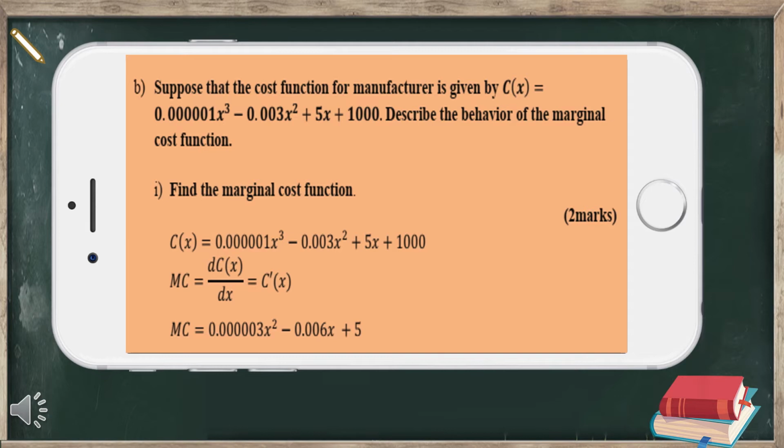So we start with 0.0001 x power of 3, we differentiate, it will be 0.0001 times 3 x power of 2, and then negative 0.003 x squared, we differentiate, it will be 0.003 times 2 x power of 1, and then 5x we differentiate, we get 5, and then 100 we differentiate, we get 0, and then the final equation for the marginal cost function is 0.0003 x squared minus 0.006 x plus 5.